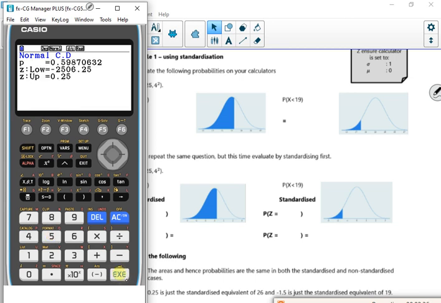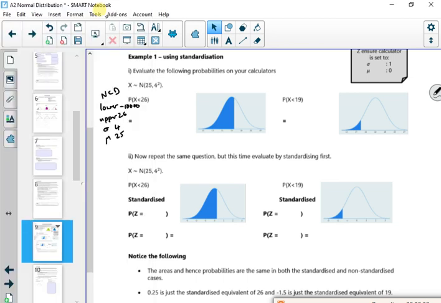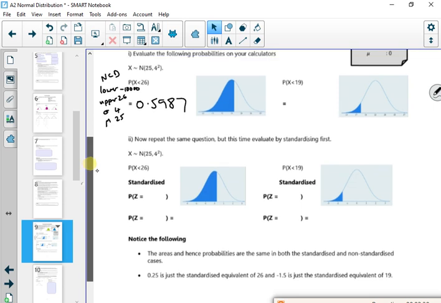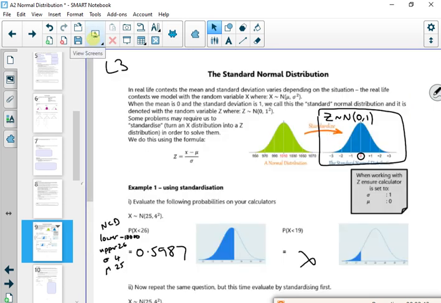There. So 0.5987. So that's doing it just how we'd want to do it. So 0.5987 there. Now I'm going to do it, I'm going to ignore this one here.